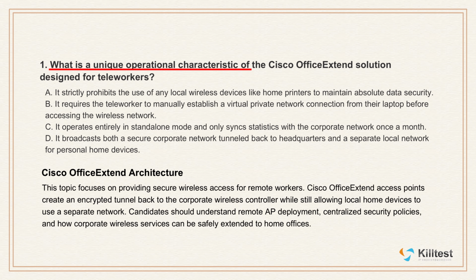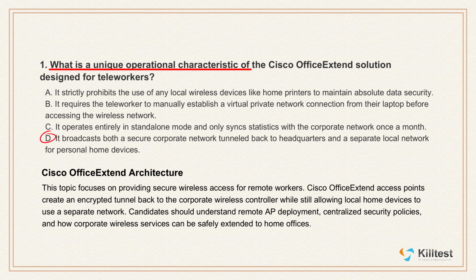This is a great one to start with. My first instinct here would be, for ultimate security, the system should probably just block all of the user's local wireless devices, like shut off their home printer, keep the data locked down. But that's actually one of the major traps, isn't it? Oh, it's a huge trap. Prohibiting local devices completely defeats the purpose of the Office Extend architecture. The real brilliance of this solution is what we call a split-access design, which is option D.